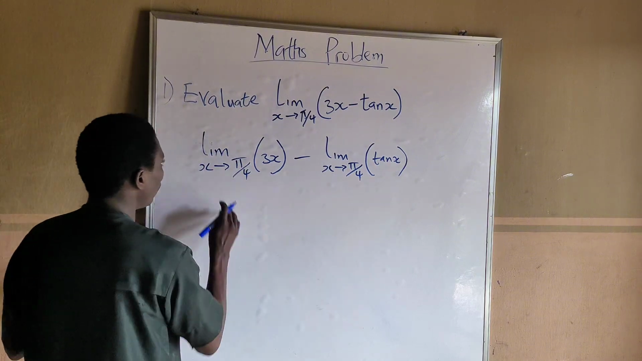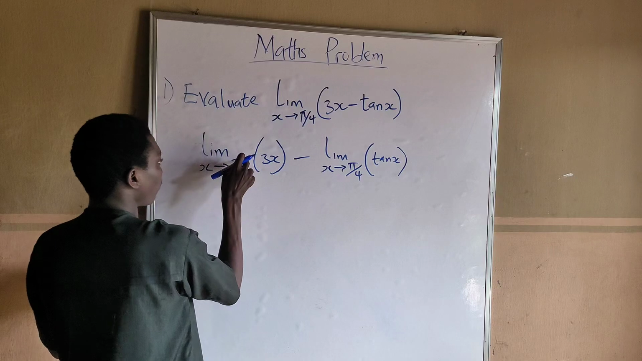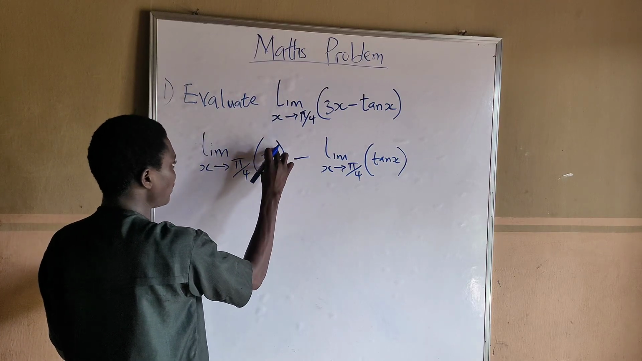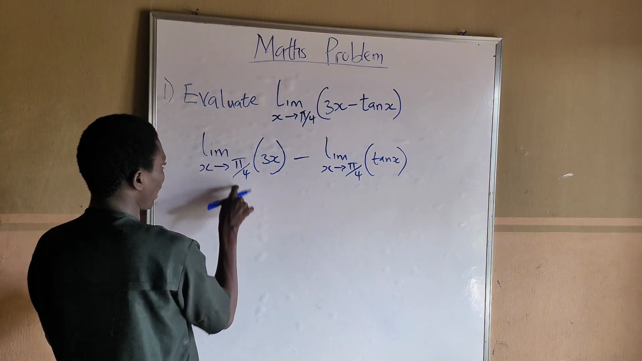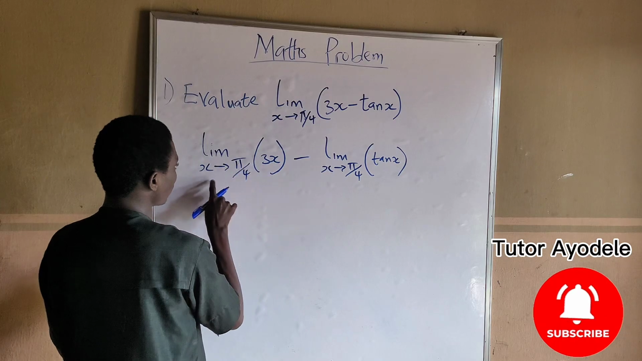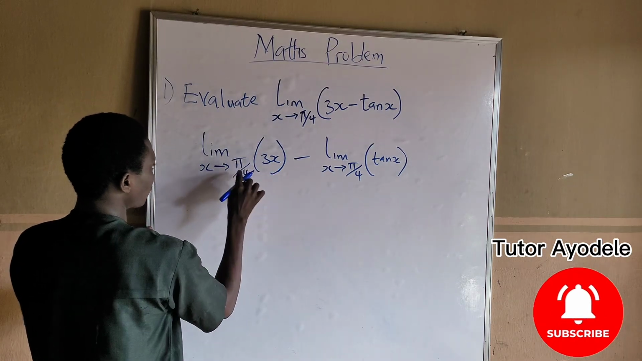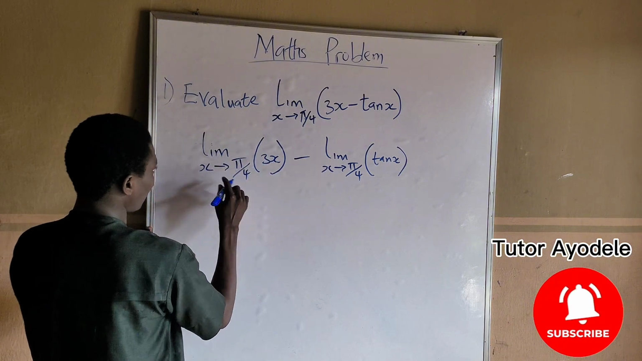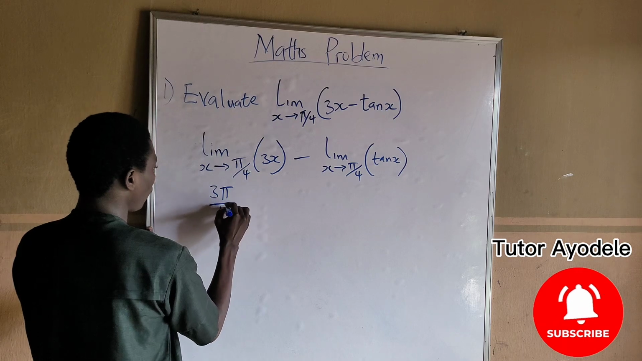Okay, now we are told that x tends to what? Pi over 4. So let's substitute pi over 4 direct into this. We're told that x tends to pi over 4, so let's replace this x with pi over 4. That will be 3 times pi over 4, because x is pi over 4. That will be 3 pi over 4.